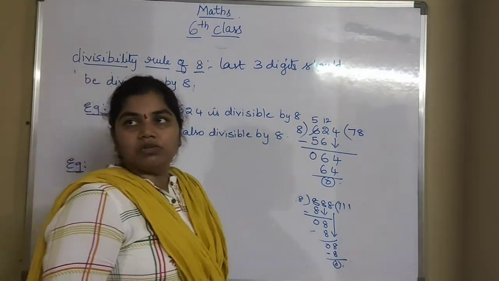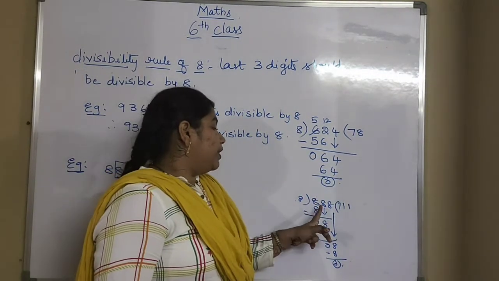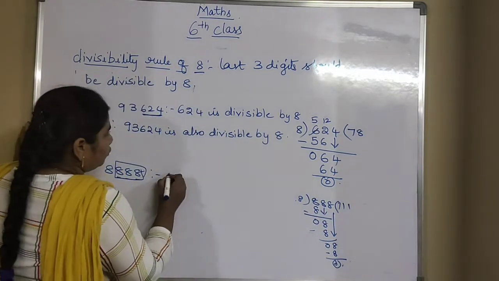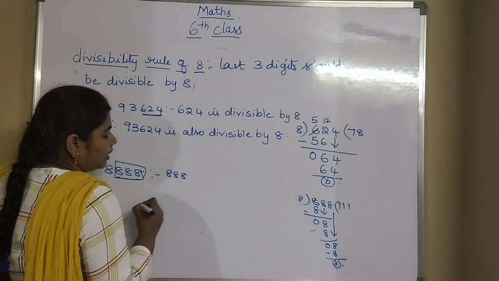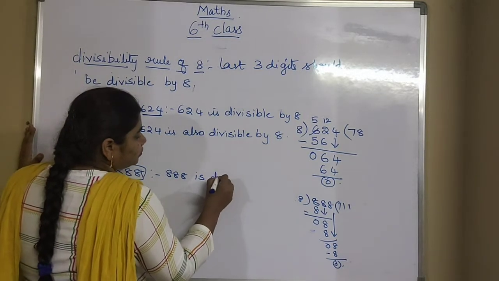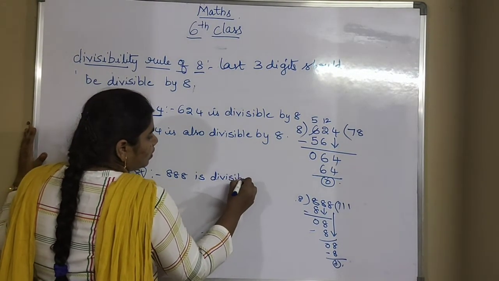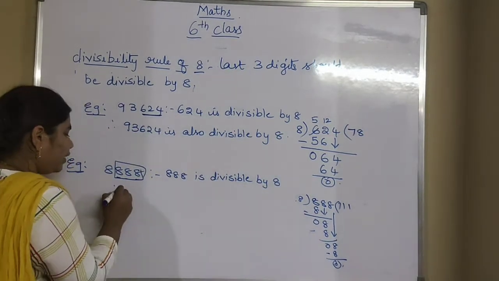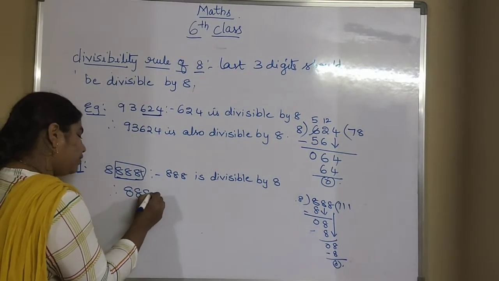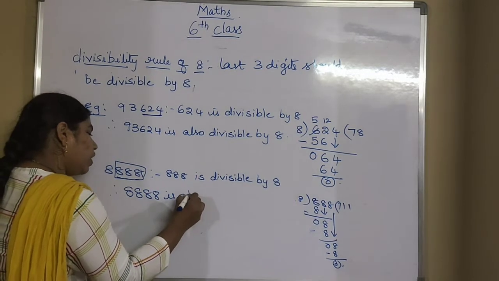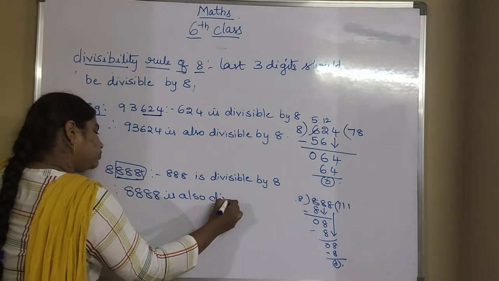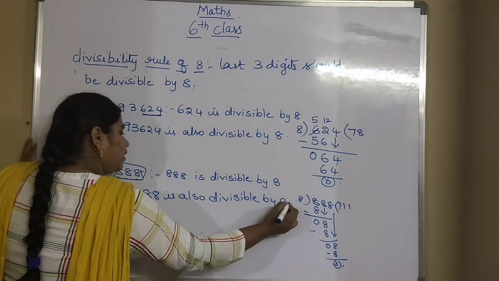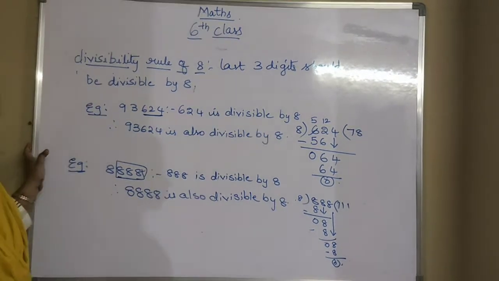That means 888 is divisible by 8 here. So therefore 888 is divisible by 8. So therefore you can write 8888 is also divisible by 8. So this is the divisibility rule of 8 now.